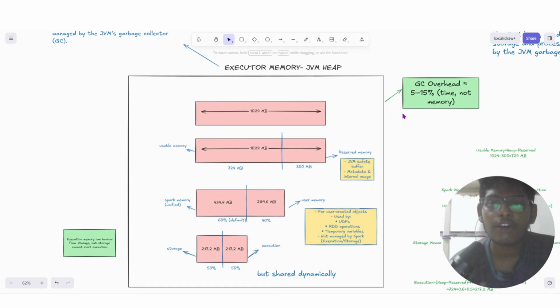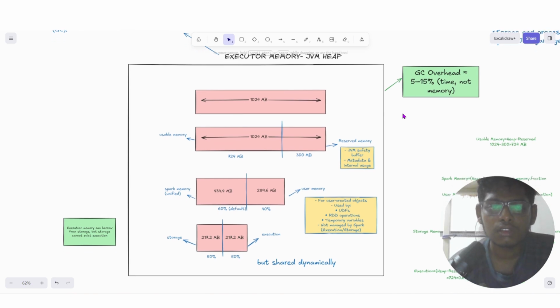Let's say our heap has 1024 MB. In that, 300 MB is reserved memory. What is in the reserved memory? Reserved memory is memory allocated for internal usage and metadata purposes. The remaining 724 MB is the actual usable memory.